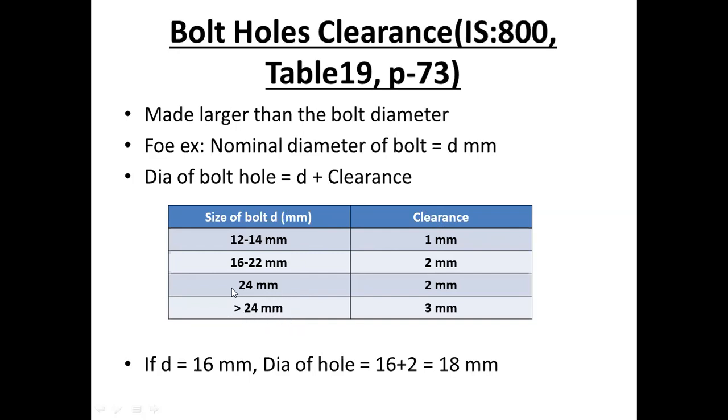If the bolt size given is greater than 24 mm, then 3 mm clearance is provided. But generally the size of bolt given is between 12 to 20 mm, right? So here 1 mm and 2 mm clearances are mostly used.